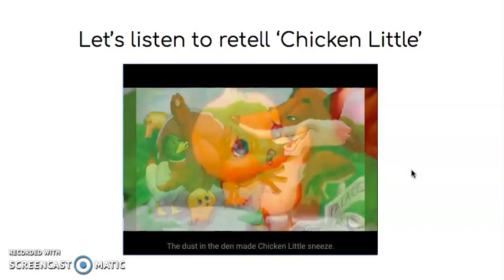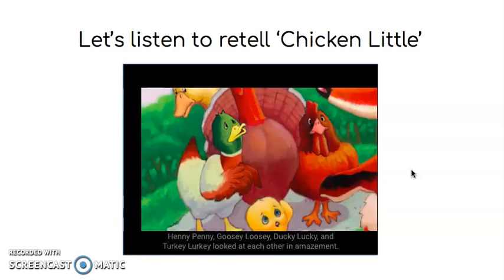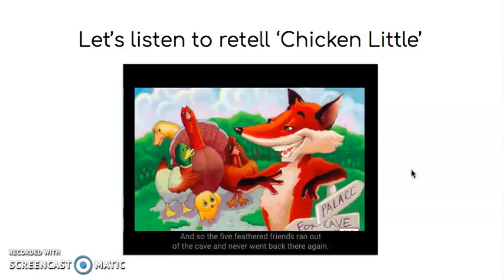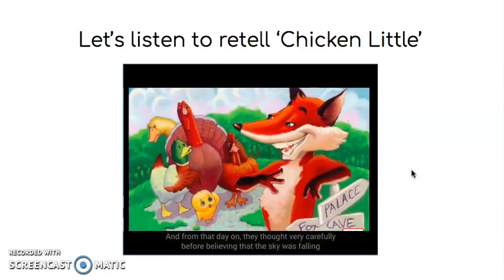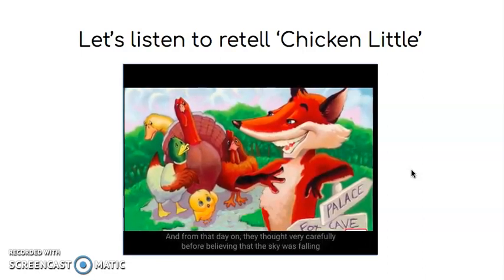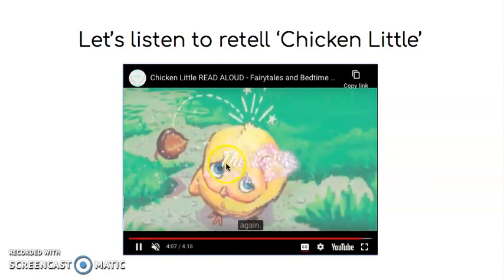The dust in the den made Chicken Little sneeze. Achoo! The force of the sneeze made Chicken Little come back to her senses. "Wait!" cried Chicken Little. "Birds are supposed to stay away from foxes." Henny Penny, Goosey Lucy, Ducky Lucky, and Turkey Lurkey looked at each other in amazement. "You are right," they cried. And so the five feathered friends ran out of the cave and never went back there again. And from that day on, they thought very carefully before believing that the sky was falling again.